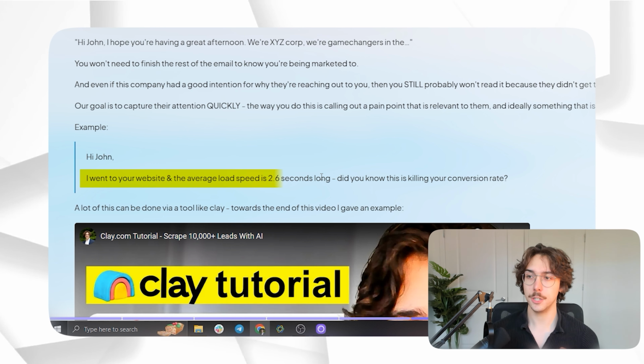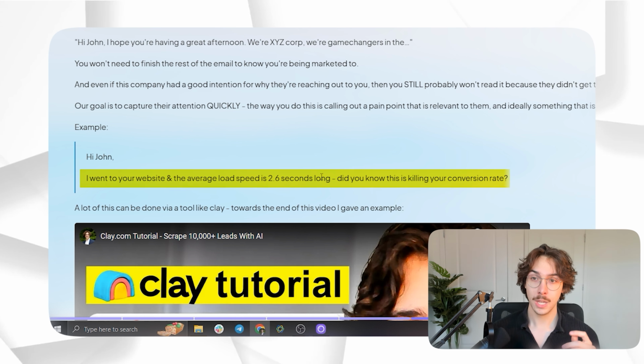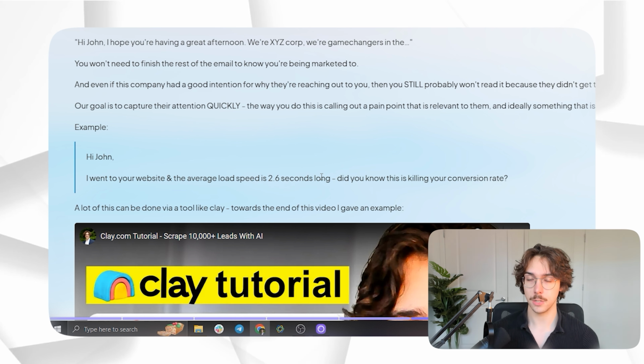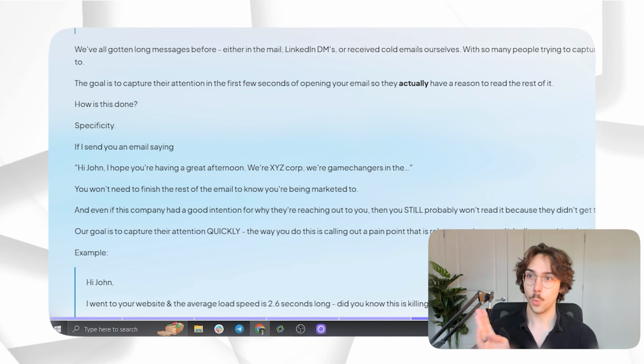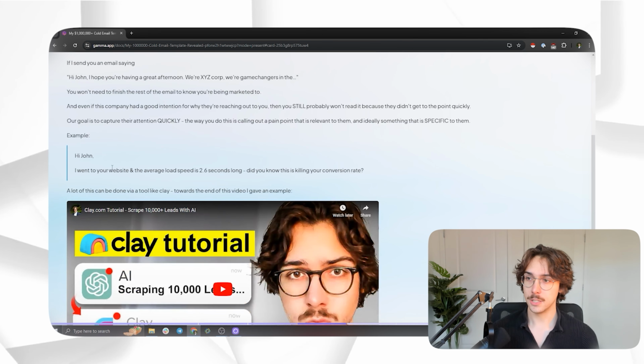So here's an example. Hey, John, I went to your website and I noticed that the average load speed of your website is 2.6 seconds long. Did you know this is killing your conversion rate? So this is specificity, right? Again, to our point here, why I'm reaching out to them specifically. The specific part here is about their website. We're not saying, hey, is your website loading slow?